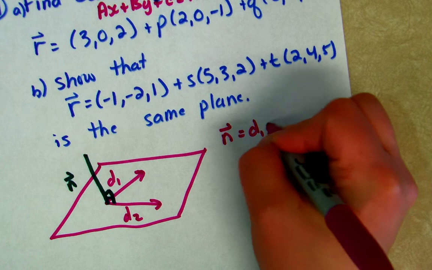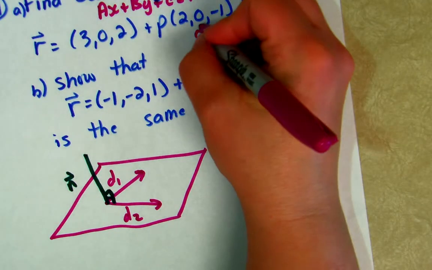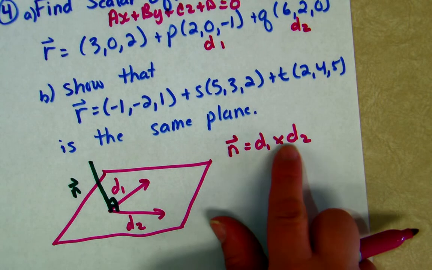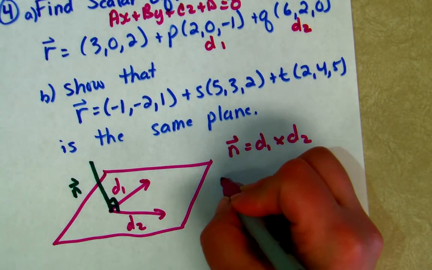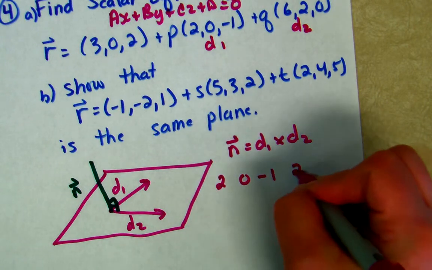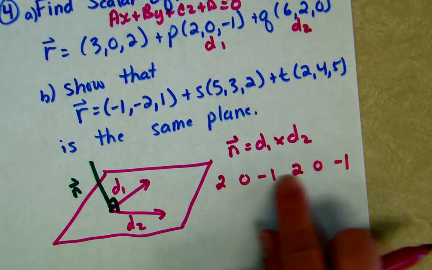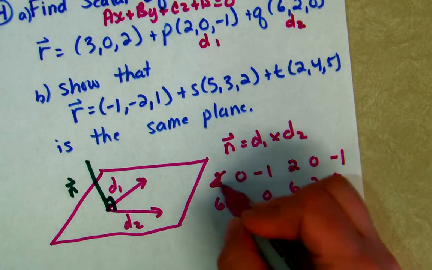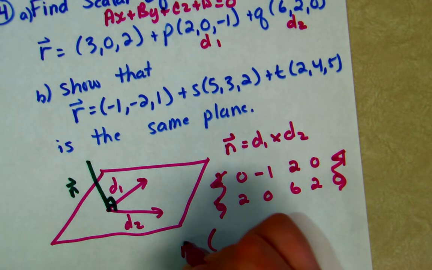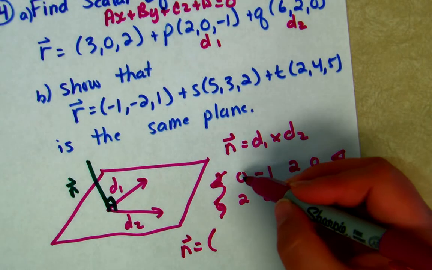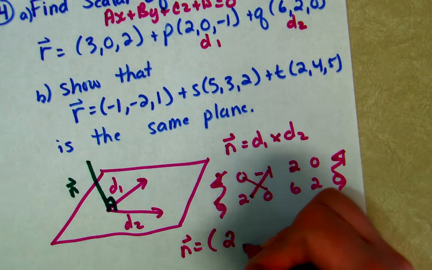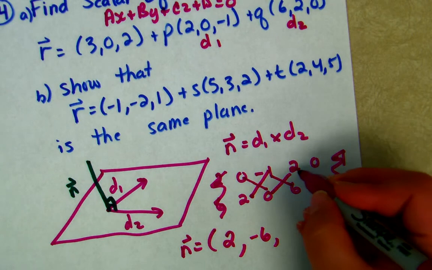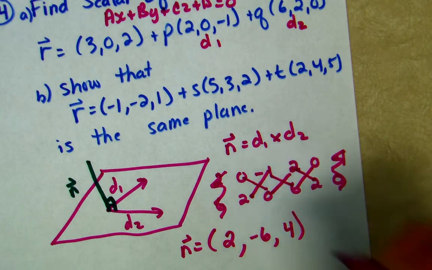So N is direction 1 cross direction 2. So this is my D1, this is my D2, and I'm going to find the cross product of them in order to get my normal vector. So I'm going to do the trick that we learned last unit. So 2, 0, negative 1, 2, 0, negative 1. I take the first vector and I write it out twice. Underneath it, I take the second vector, write it out twice, scratch off, and now I'm going to do my x's and my subtracting. 0 subtract negative 2 is 2. Negative 6 subtract 0 is negative 6. And 4 subtract 0 is 4.